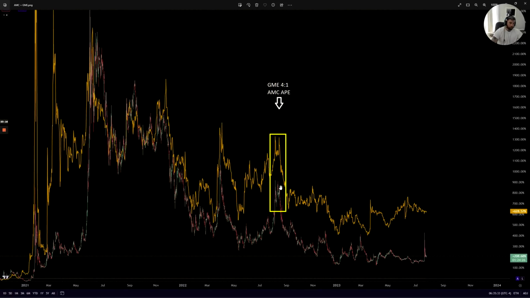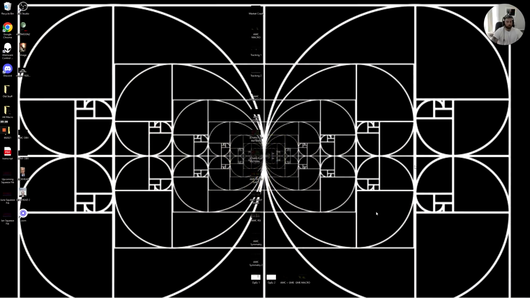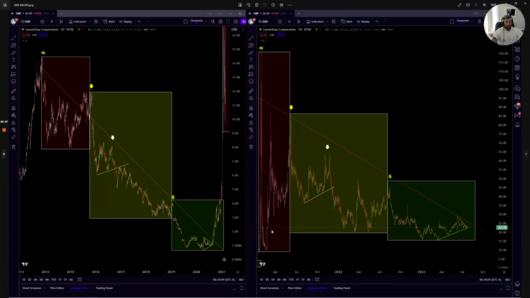And once again, AMC here curling to the upside. Finally got the breakout, now retesting. GameStop is curling to the upside as well, and will be squeezing very soon. I'm not going to go too crazy into GameStop, but I don't really track GameStop, I'm not going to lie. I'm not going to pretend like I do. But I threw together this macro, and this looks very good.